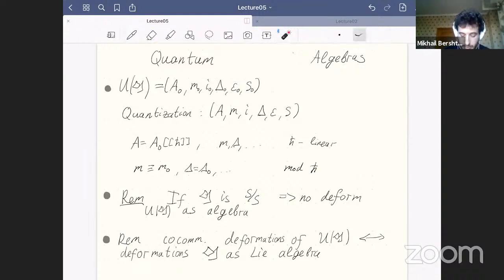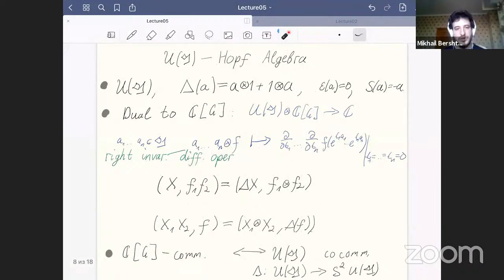When you say dual, you mean that this pairing is non-degenerate, yeah? It's a bit tricky. It depends on what kind of function we consider. If you consider smooth functions, then it is not true, since everything depends on the neighborhood of the identity. What is true is that if, for example, we consider a completion of the functions at the identity, then it will be non-degenerate.